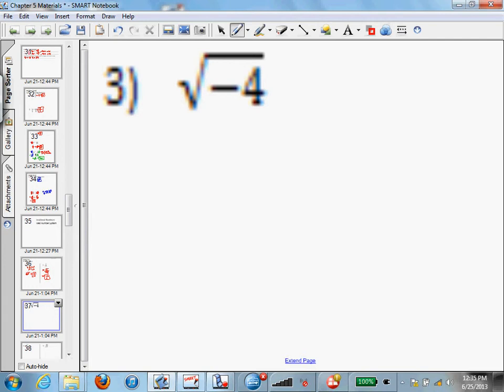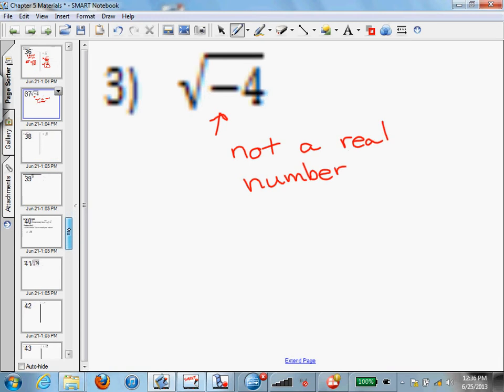Okay, looking at something like number 3, anything that you have a negative under the radical, that's going to yield not a real number. If you take any upper level math courses, you will find that that's going to be called an imaginary number, and there are all sorts of rules and regulations in math where you can use those, and they're pretty applicable.